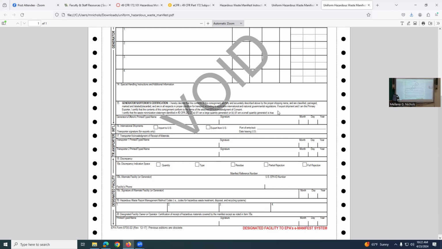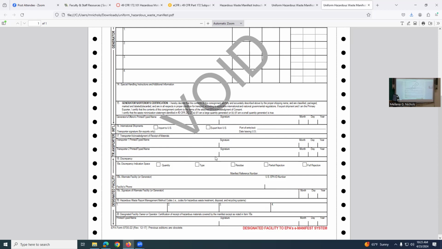So then you would sign that, or print your name rather, then sign it, and then the date that you've sent the materials out. And that's as far as you would fill it out as the shipper. The remainder of this information is going to be signatures for the transporters that pick it up. And then the disposal site, when they receive it, they're going to indicate how much of all this material they received, to make sure that they received everything that you shipped out.